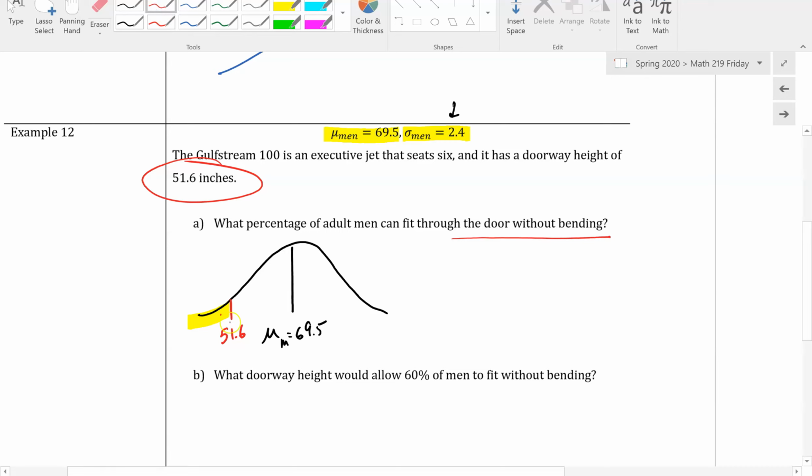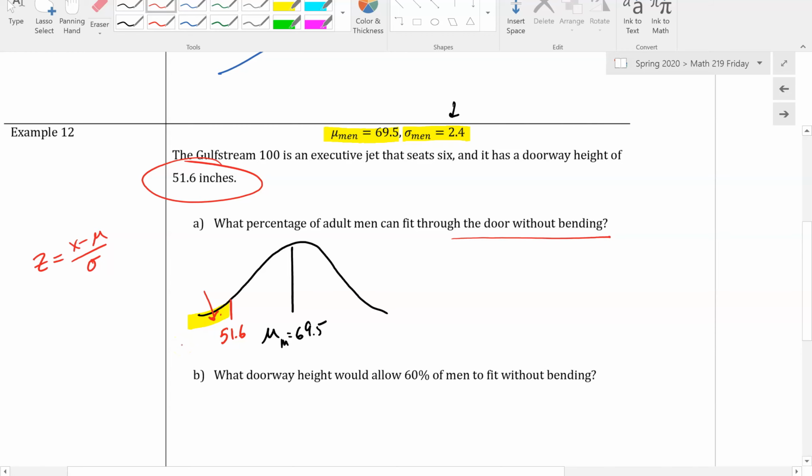And anyone shorter would be left, smaller than that height. So I want to know what that area is. The long option is to find the z-score. I can do it, right? I know the data value, the mean, and standard deviation, so I can find the z-score, and then I can consult my z-table and find that area.